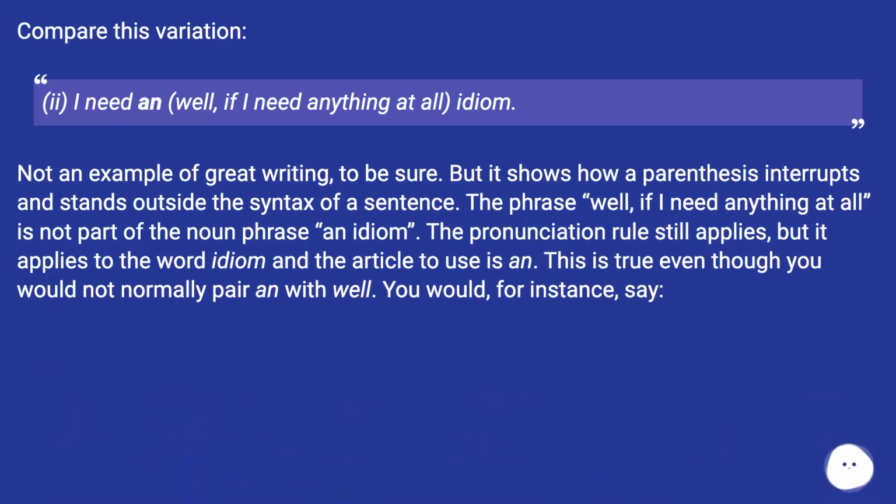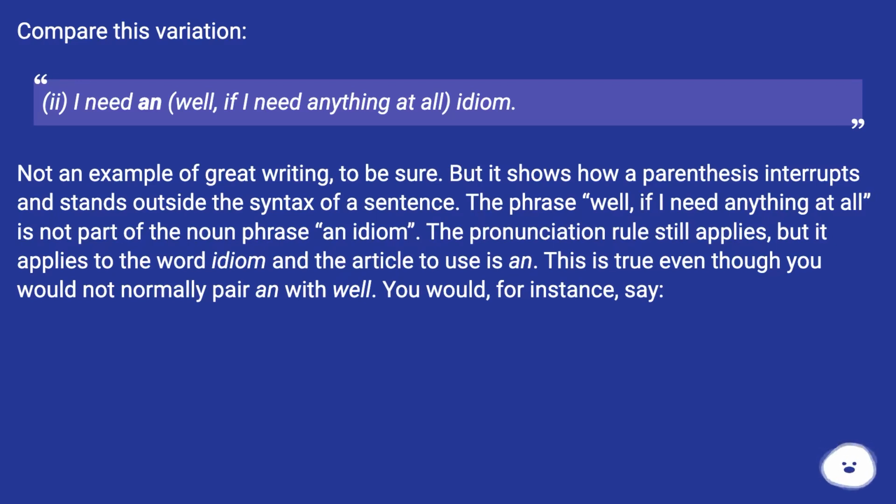Compare this variation. 2. I need an, well, if I need anything at all, a idiom. Not an example of great writing, to be sure. But it shows how a parenthesis interrupts and stands outside the syntax of a sentence. The phrase "well, if I need anything at all" is not part of the noun phrase "an idiom." The pronunciation rule still applies, but it applies to the word idiom and the article to use is an.